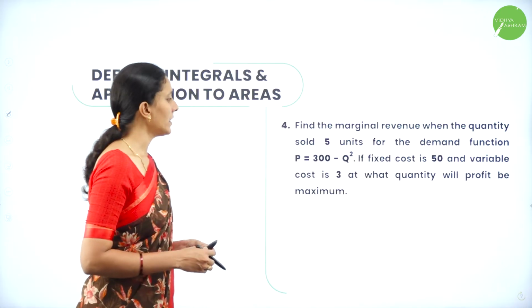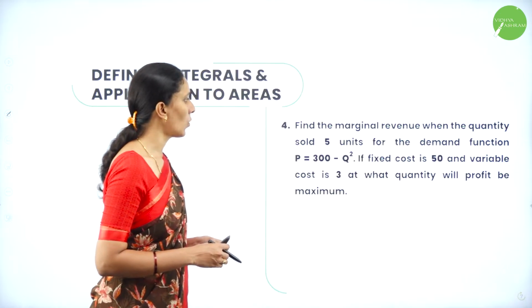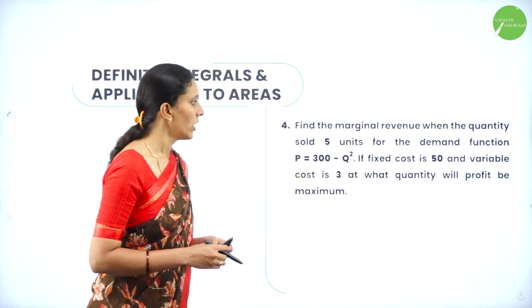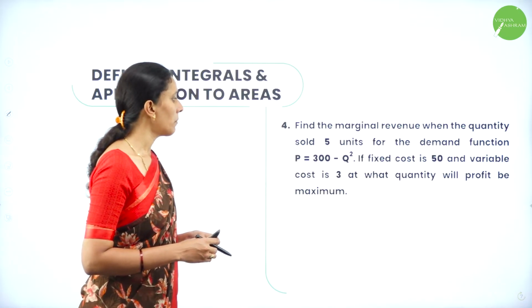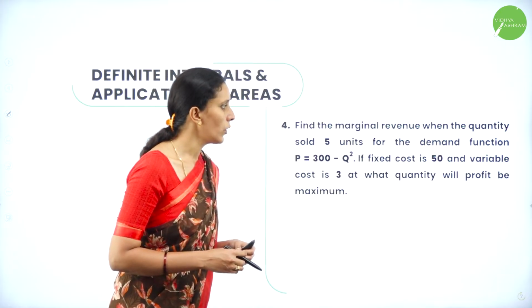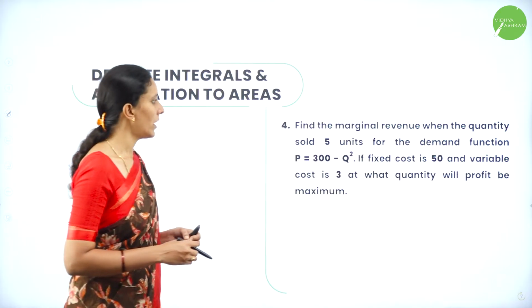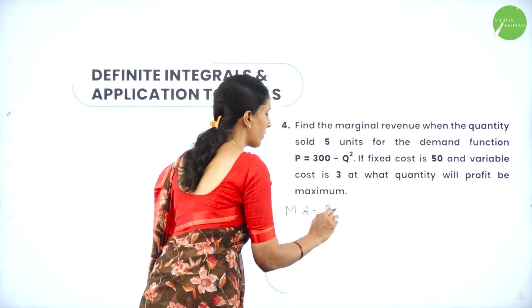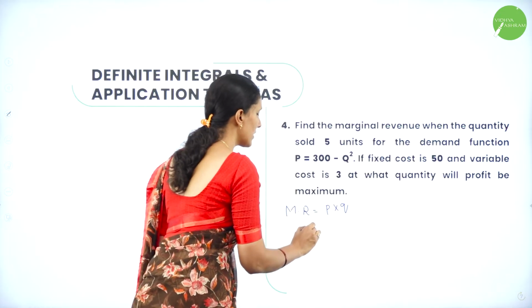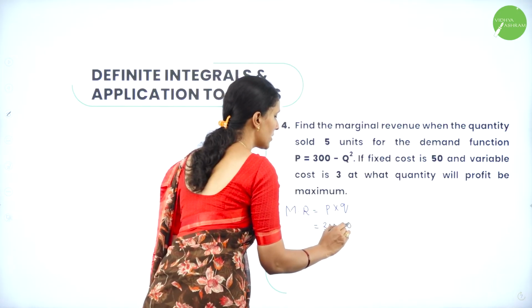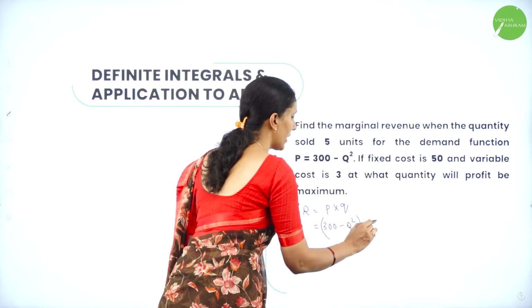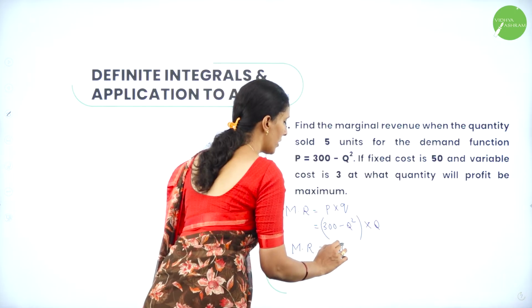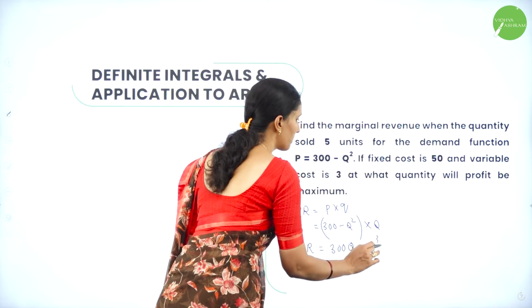Next question. Find the marginal revenue when the quantity sold is 5 units for the demand function P = 300 − Q². If the fixed cost is 50 and the variable cost is 3, at what quantity will profit be maximum? So, let us calculate the marginal revenue. Revenue is always price into quantity. Price is given as 300 − Q², and quantity we take as Q. So, therefore, the revenue becomes 300Q − Q³.